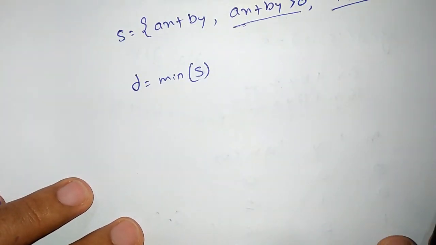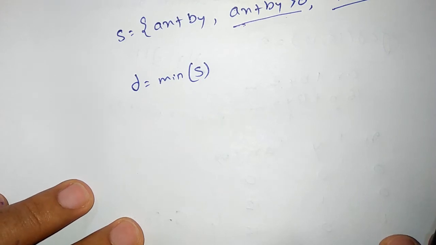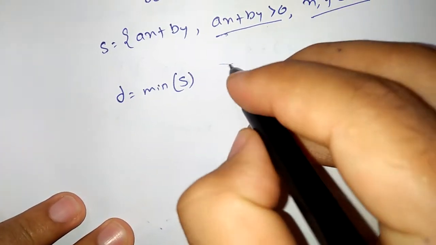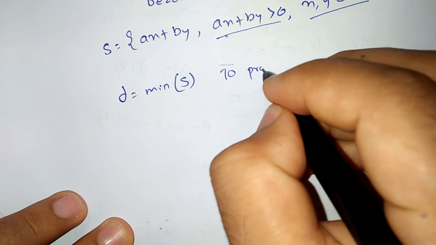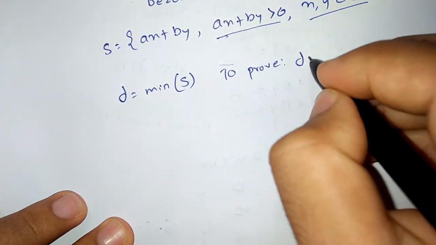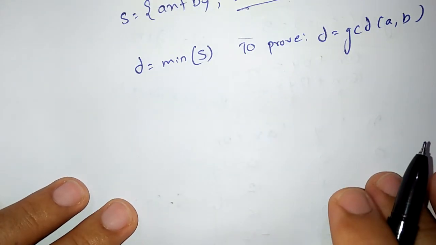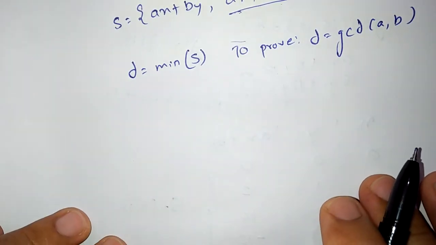Okay, so let us suppose that D is a minimum element from this set. We are going to prove that this D is actually going to be the GCD of A and B. Okay, so how do we do that?